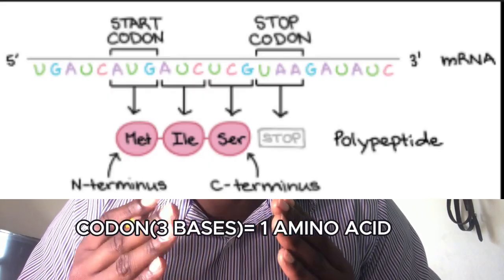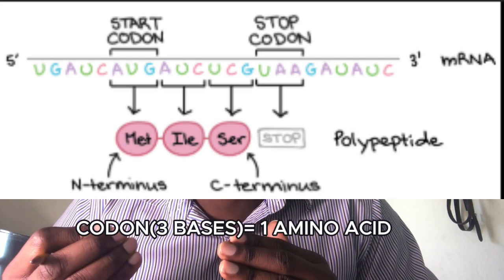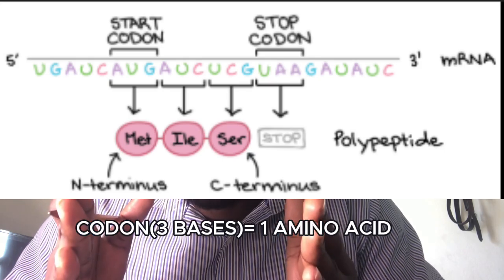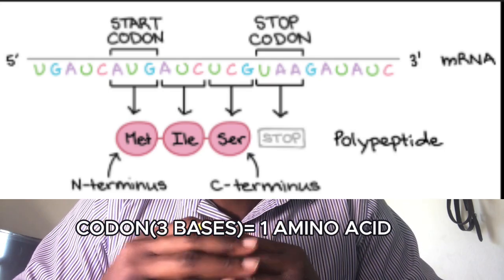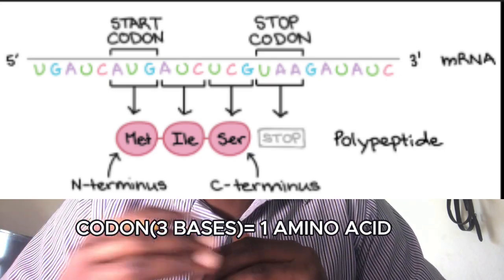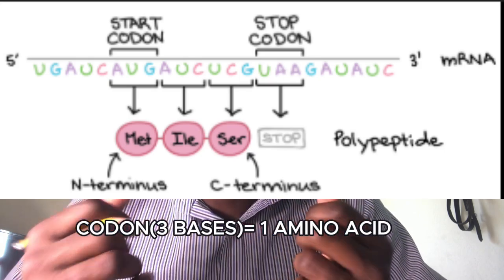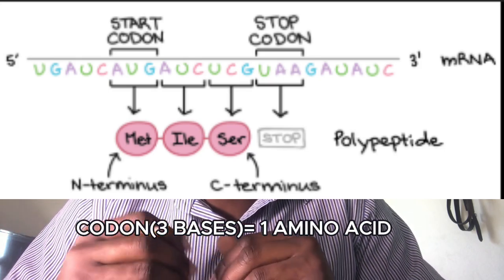Now, these bases form 3-letter codes or codons that make a specific amino acid. So, each 3-letter base forms a specific amino acid. Amino acids are the building blocks of proteins. And ultimately, these amino acids bind together, forming a polypeptide or a protein.